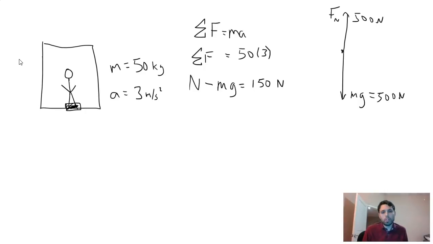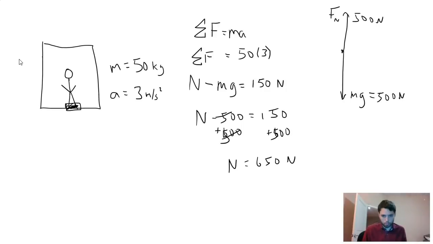And then I'm just going to plug in what I know. I know mg is 500, right? That's because we're on Earth. So N minus 500 equals 150. And then I'm going to just add 600 to both sides to solve for N. Oh, sorry, 500. I don't know why I did 600. Brain fart. 500 both sides. And then these are going to cancel. So I have N equals 650 newtons. So the scale is going to read 650 newtons. Right? So that's how it's going to push up.